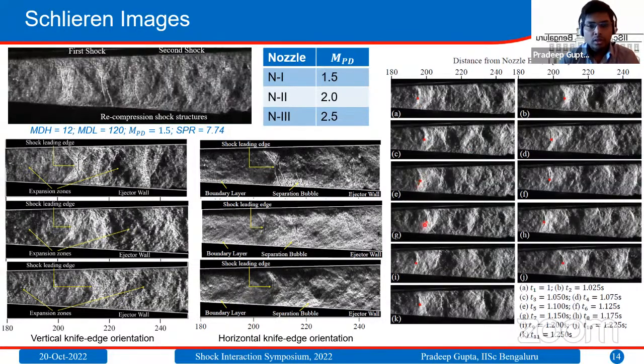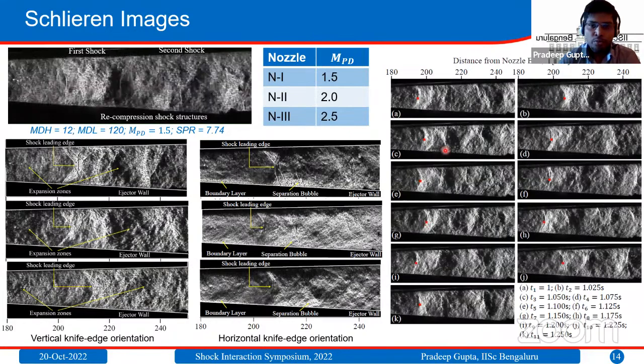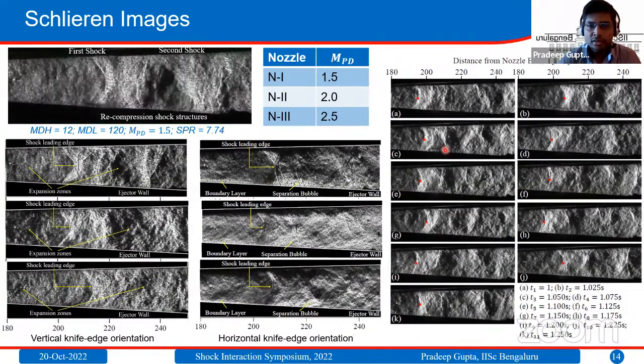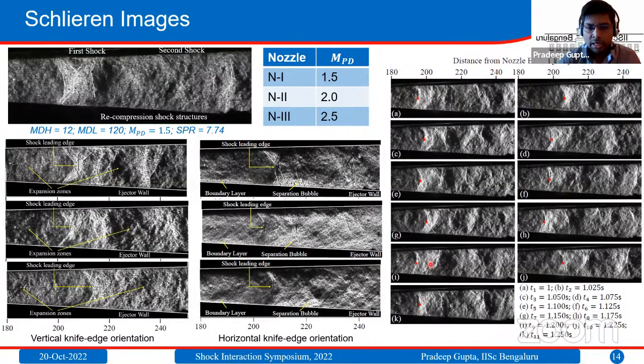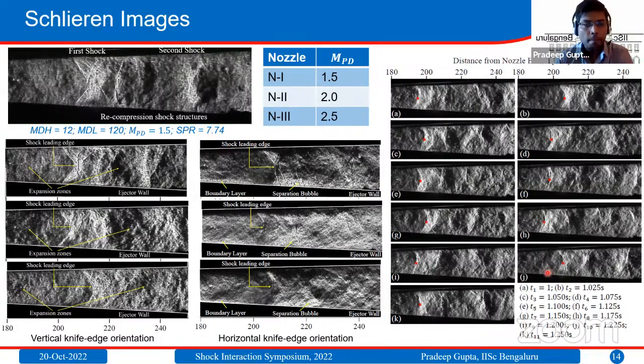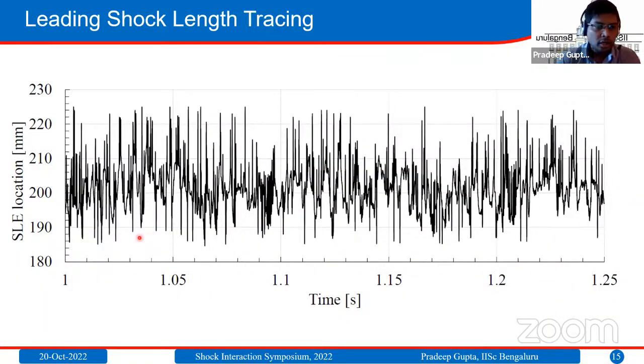We wrote a code on the MATLAB platform based on the Canny edge detection technique, and we marked the leading SAT edge at different time instants. Here we have plotted the distance of the leading SAT location for 2,500 images. Here we can see the SAT motion started from around 185 to around 225. So the amplitude of the SAT is around 40 mm, which is almost 3 times the mixing duct height in this case.